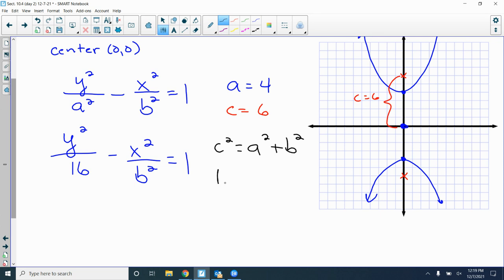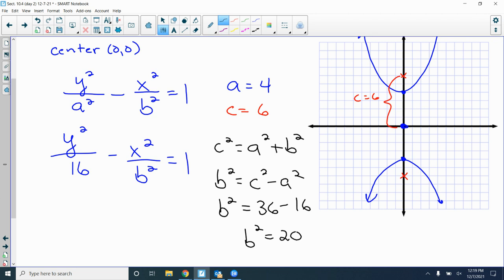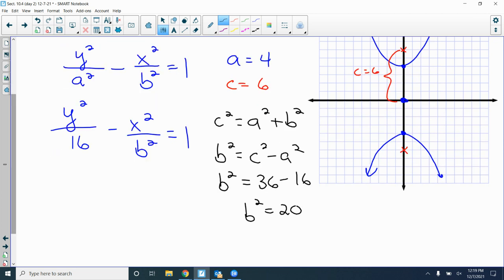So if I just move some things around, b squared will equal c squared minus a squared. All right, substituting in, a is 4, c is 6, b squared equals 36 minus 16, b squared equals 20. Now for this problem, I technically don't need to know what b is. You can stop right here. I just need to know what b squared is. So the final answer will be y squared over 16 minus x squared over 20 equals 1. That's all it asks for.